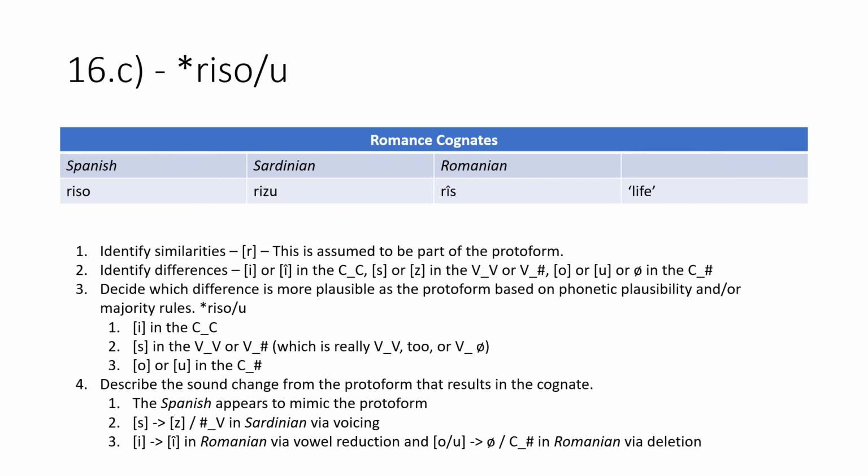So what are the actual changes? Well, in this case, it's interesting because the Spanish appears to mimic the protoform, right? Riso mimics our protoform RISO, right? The S becomes the Z in Sardinian via voicing, right? And not only is the I reduced as a vowel, the E reduced to I, but the O or the U sound, which we don't know which it would have been, is deleted in Romanian, right, at the end, okay?